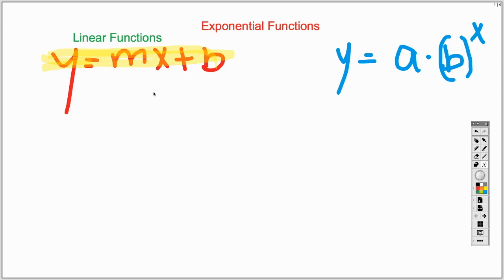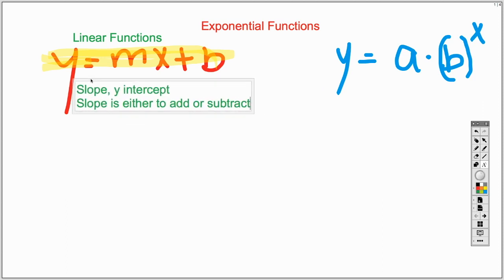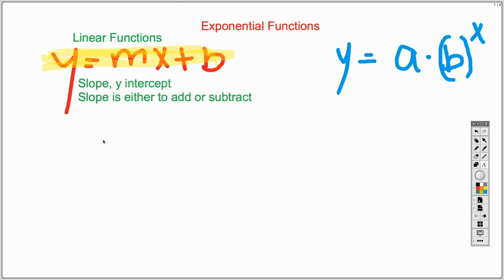In linear functions, there is a slope and a y-intercept. The slope is used to add or subtract, and that's about all there is to the slope. And when we graph it, it looks like a line.